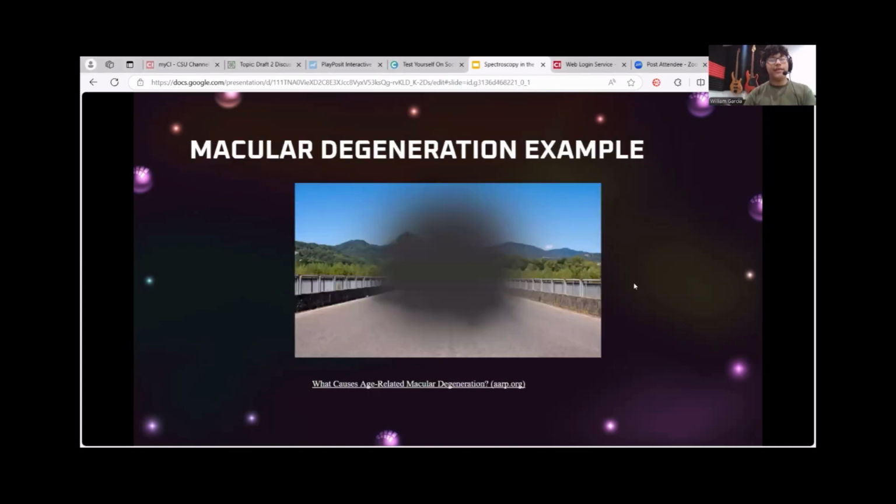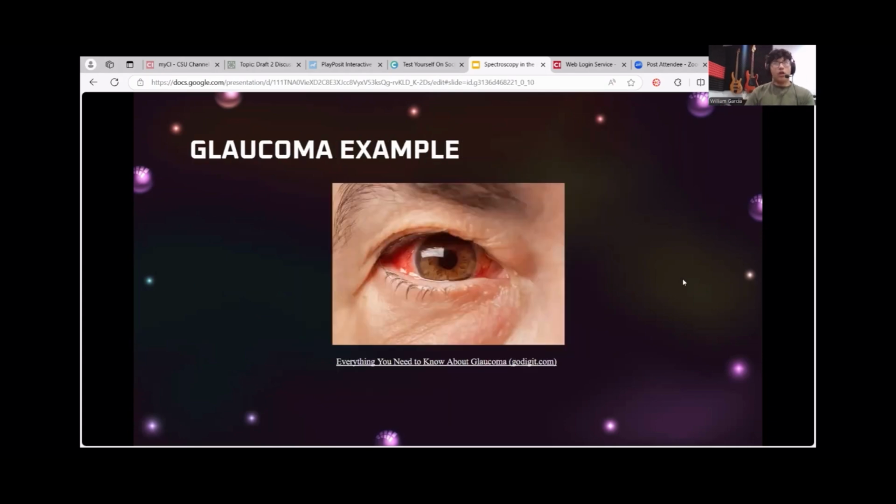This is an example of macular degeneration. As you can see, there's a spot in the center where the vision's blocked. That is due to blockages of the retina where light doesn't fully get transferred all the way back to the eye. Here's an example of glaucoma. Glaucoma is when pressure buildup happens and then the eye becomes red and swollen. In many cases, this requires surgery, and it's scary to have because this isn't a disorder, sorry, it's a disease.